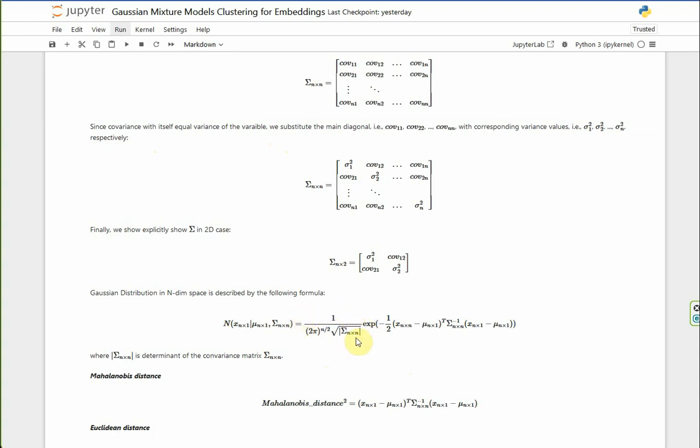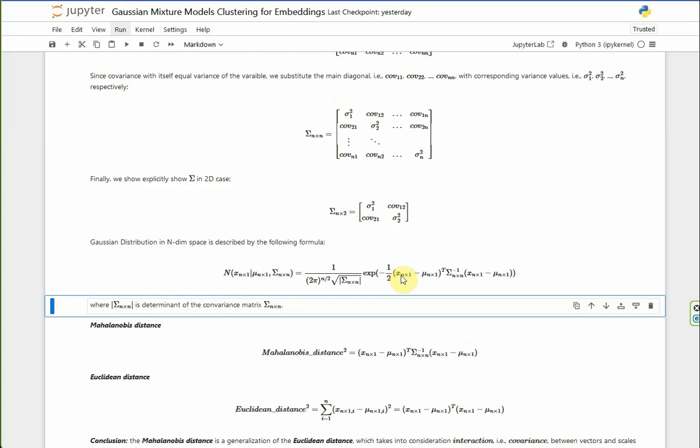Again, we have this normalizing fraction in the first place, 1 divided by 2 pi to the power n divided by 2, times the square root of the determinant of the covariance matrix. And then we will have our exponent to the power of minus one half of (x minus mu) vector transposed, multiplied by the inverse of capital Sigma, our covariance matrix, and multiplied by (x minus mu). So let's do a small correction. The dimension of x is n by 1, not n by n.